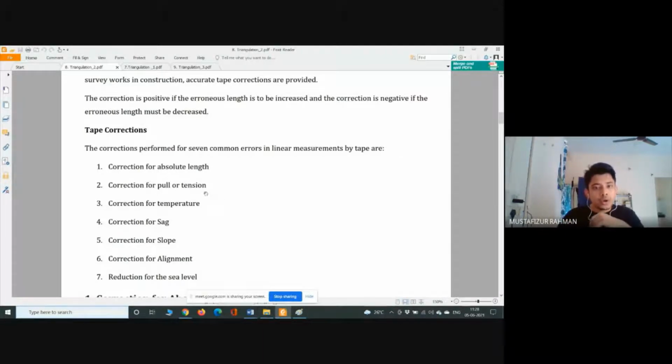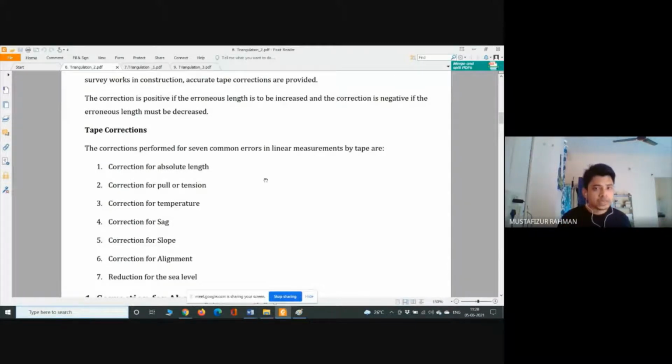Pull or tension. What can happen if we are pulling it very hard, more than the standard pull? Then maybe it is stretched a bit and now it is not 30 meter, it is 31 meter, say for example. So now we are measuring 31 meter and we are writing down 30 meter because it is written as 30 meter on the chain, right?